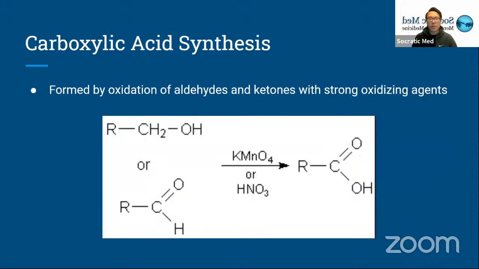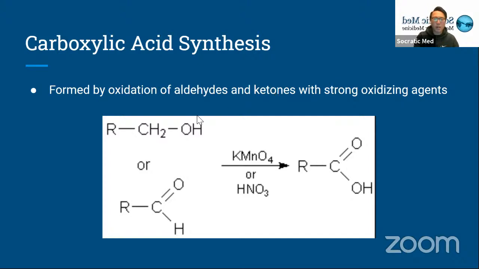So there are a few ways to make a carboxylic acid. One of the ways is through the oxidation of aldehydes or a primary alcohol, using a strong oxidizing agent. It shouldn't say aldehydes and ketones, it should say aldehydes and primary alcohols.